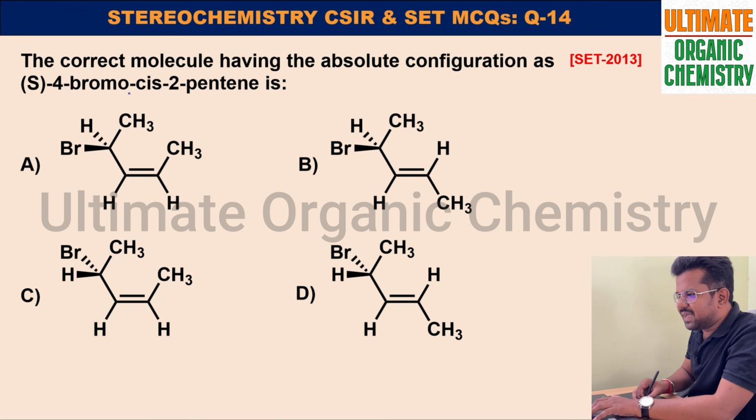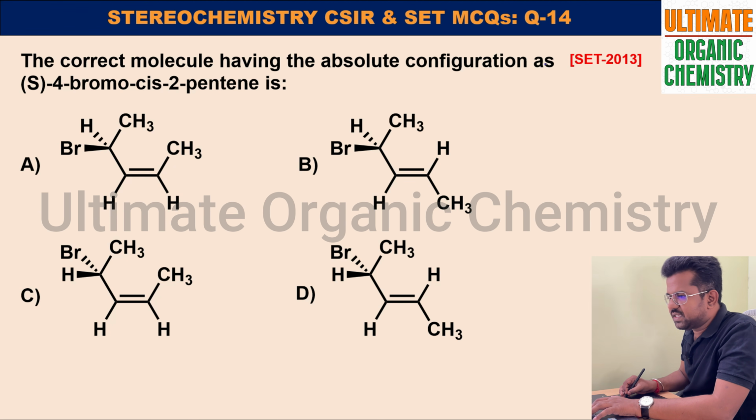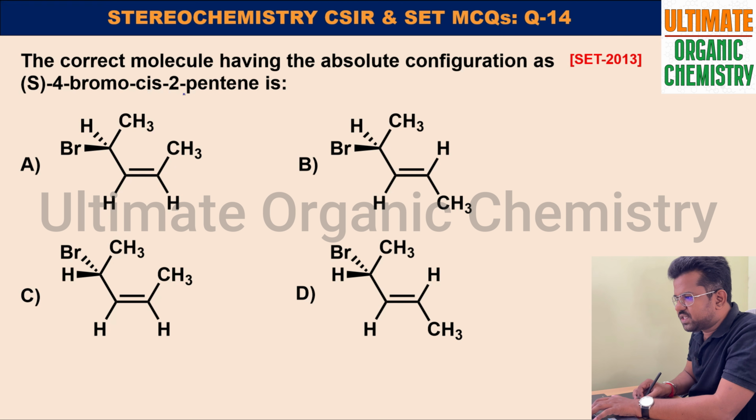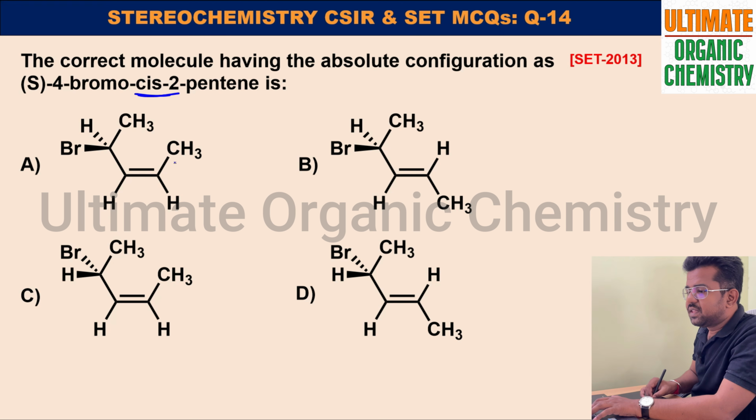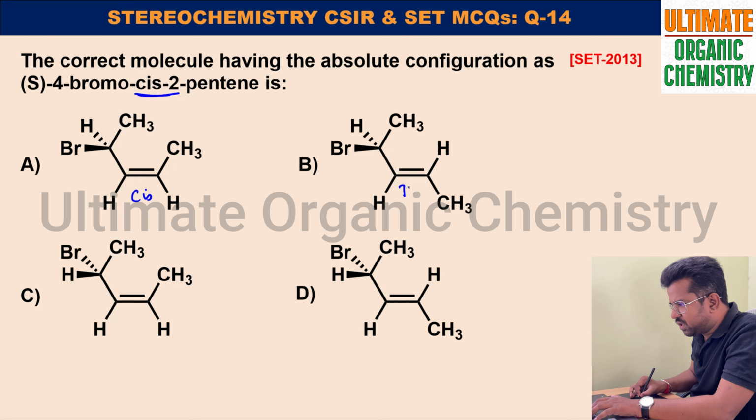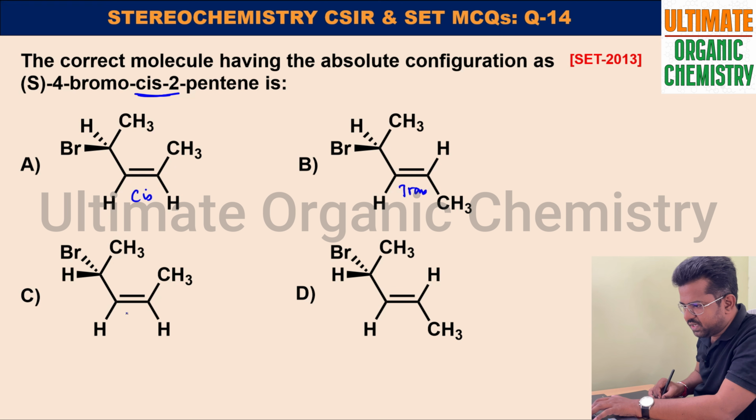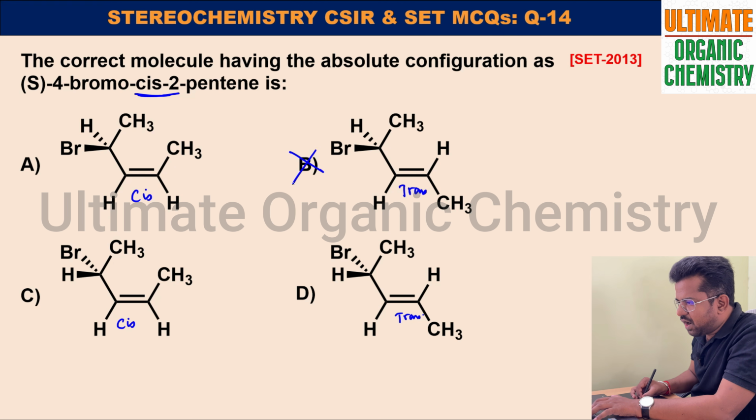Question number 14. The correct molecule having the absolute configuration as S 4-bromo cis 2-pentene is, right. So they have given a clue, that is the double bond geometry is cis. So that means the hydrogens should be present on the same side. So here the double bond geometry is cis. Here the double bond geometry is trans. These two hydrogens are opposite, cis and trans. So with that, option B and option D are ruled out. Now you need to find out the R/S configuration of the chiral center.